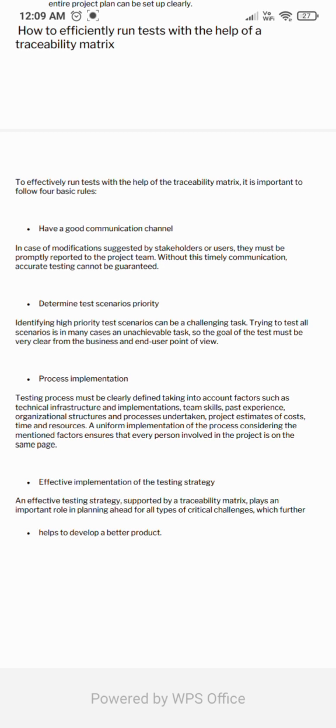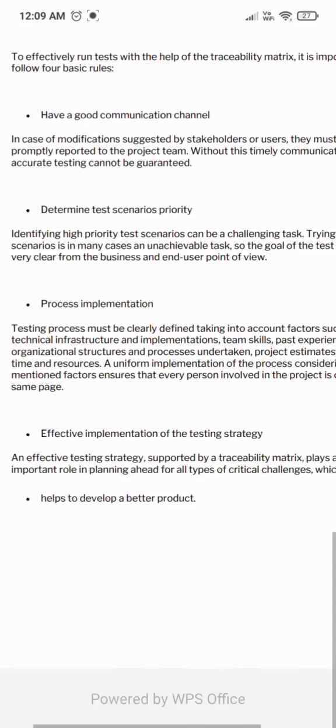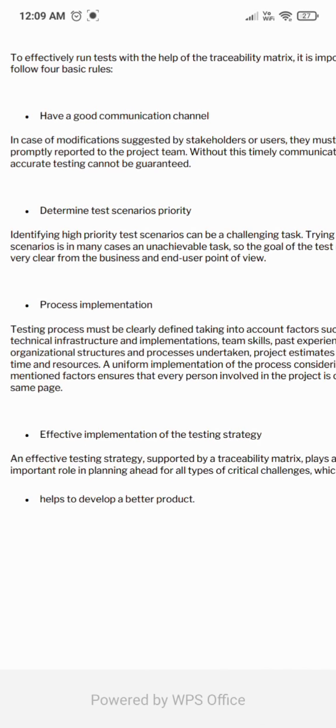Then process implementation. The testing process must be clearly defined, taking into account factors such as technical infrastructure, team skills, past experience in your organization, and organizational structure. A uniform implementation of the process, considering the monitoring factor, ensures that every person involved in the project is on the same page.